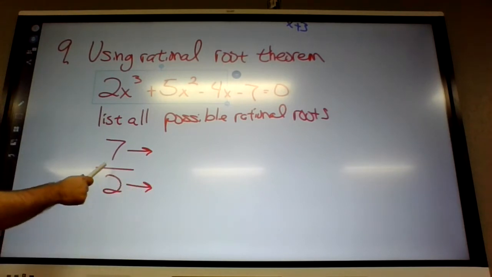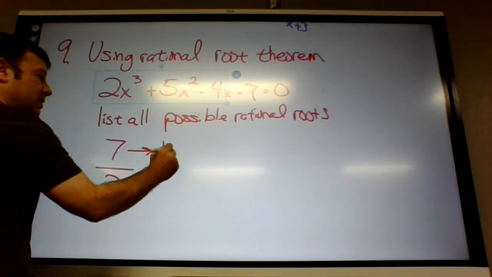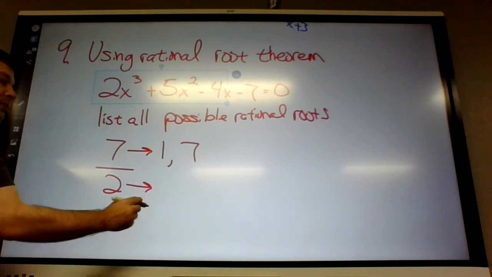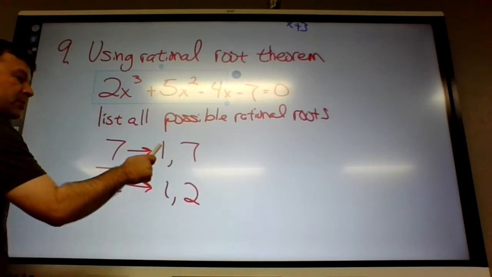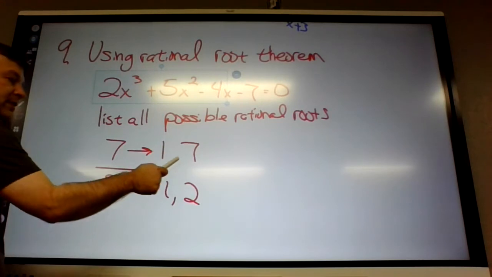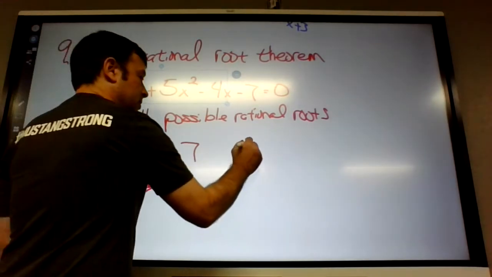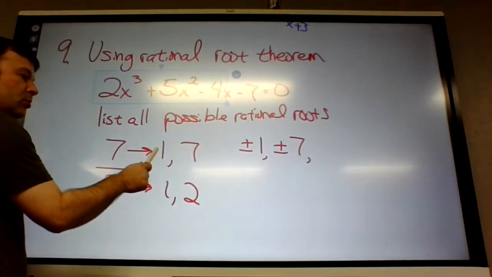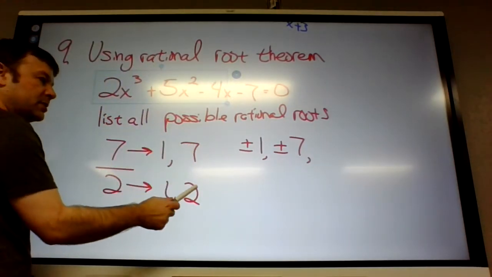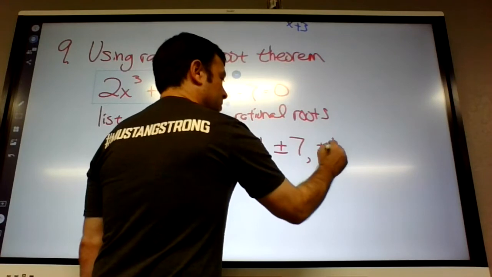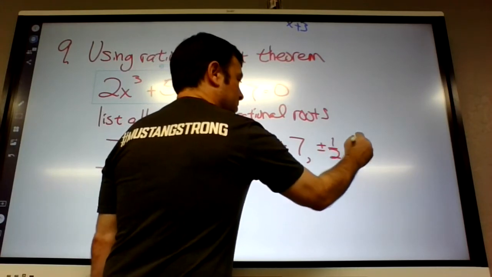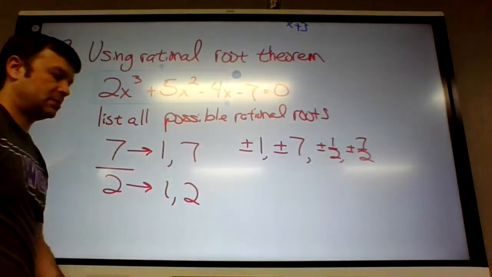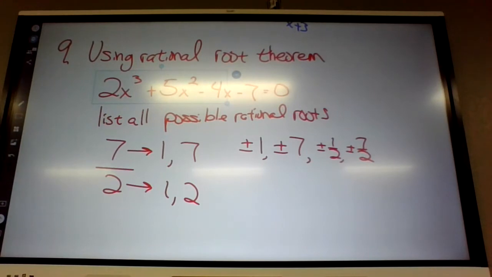What are the factors of 7? 1 and 7. What are the factors of 2? 1 and 2. So it could be 1 over 1 or 7 over 1, and it could be positive or negative, by the way. Or it could be 1 over 2 or 7 over 2. This one is not asking for the answer, so you can stop there.